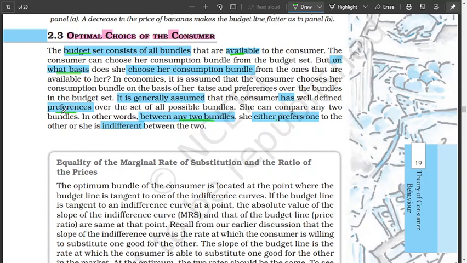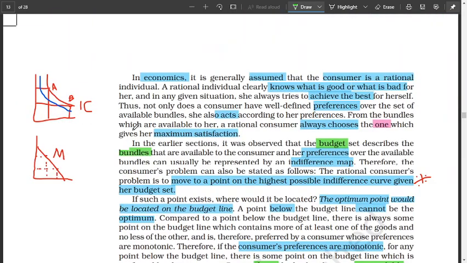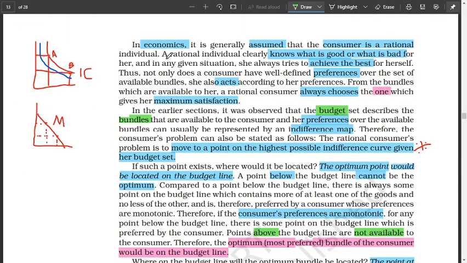Although we know a consumer has preferences, between two bundles available to him he would either prefer one over the other, or be indifferent between the two. He would like one over the other, or one and the other are indifferent to him. And what helps him in making that decision, that is what we have to use the other tools for.